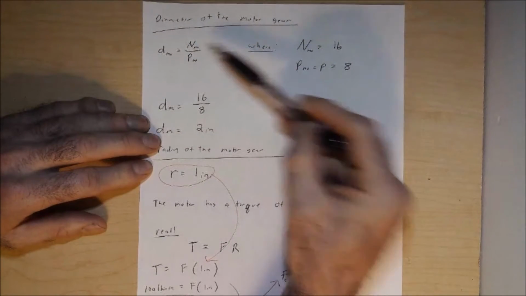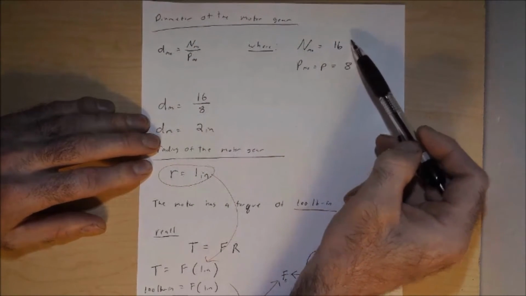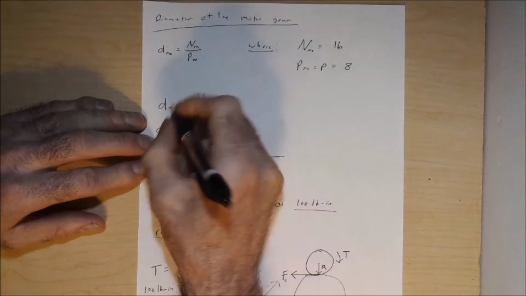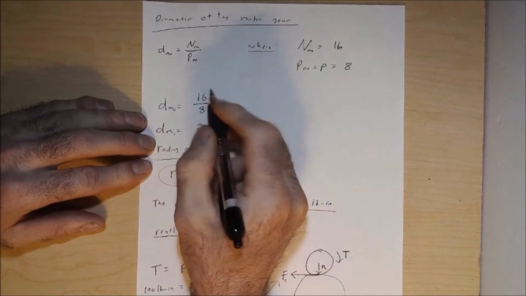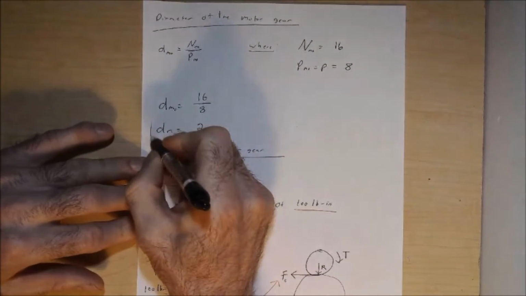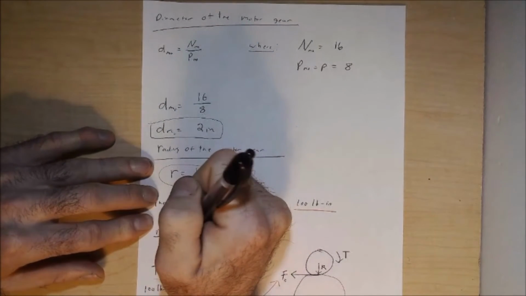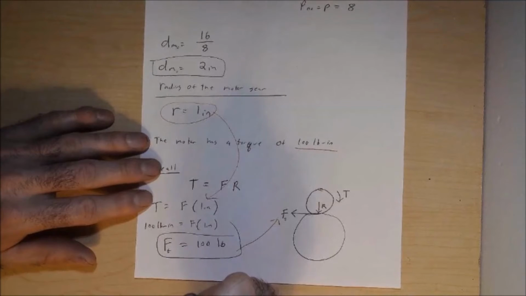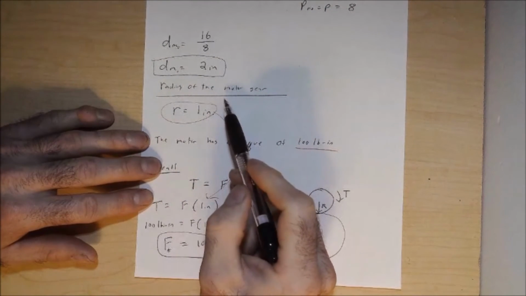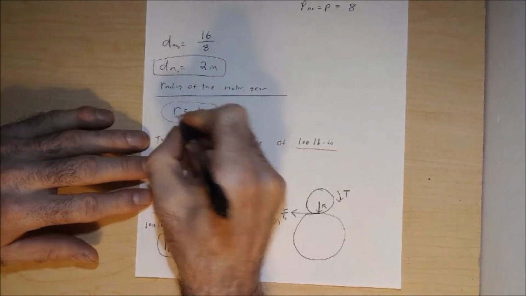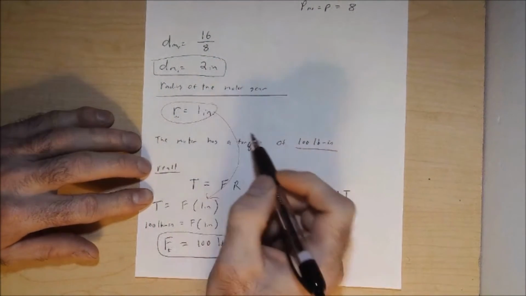So our number of teeth in the motor was given to us as 16. So we can plug in our known values here. D sub MO for our motor is equal to 16 over 8, the number of teeth divided by our pitch. So D sub MO is equal to 2 inches. So from this here, we're going to want the radius of our motor gear. So our radius is half our diameter. So the radius for our motor, right here, R sub MO, is equal to 1 inch.